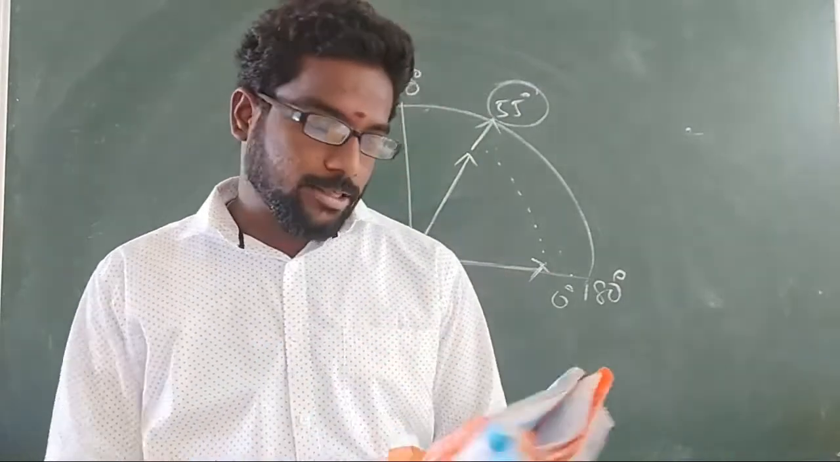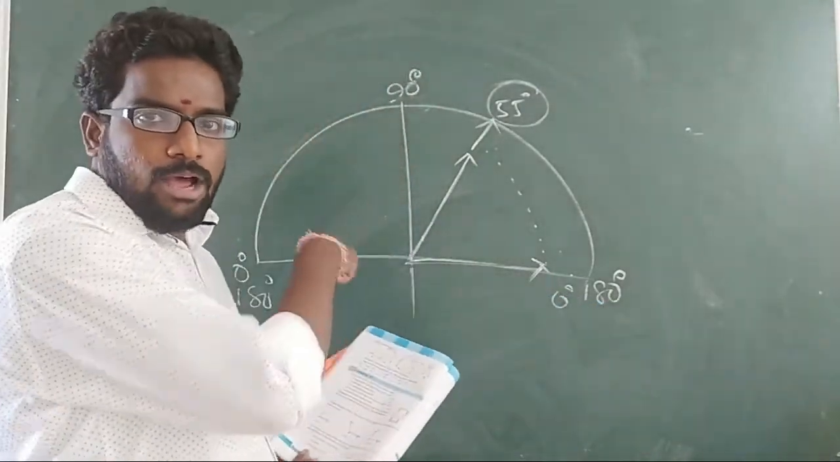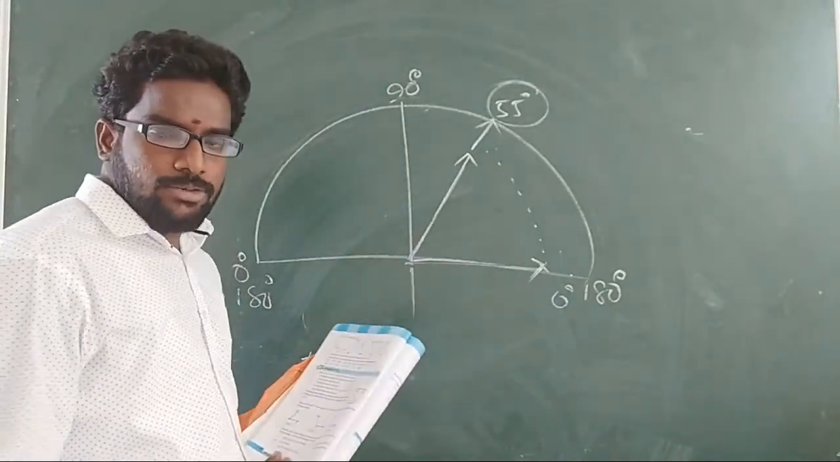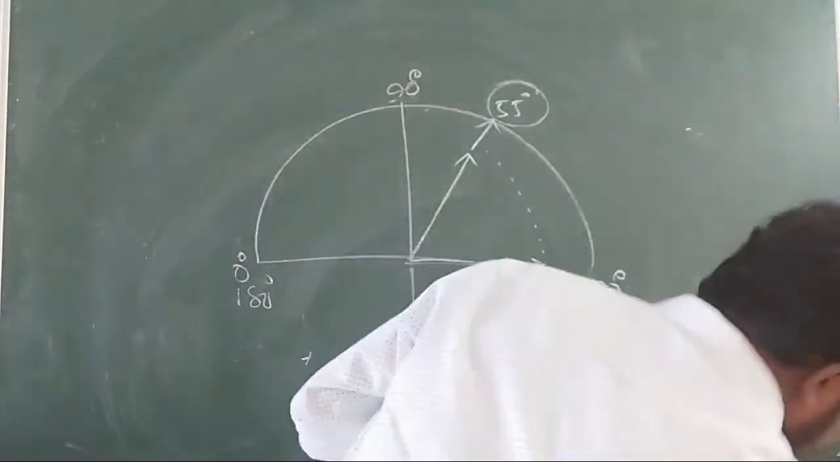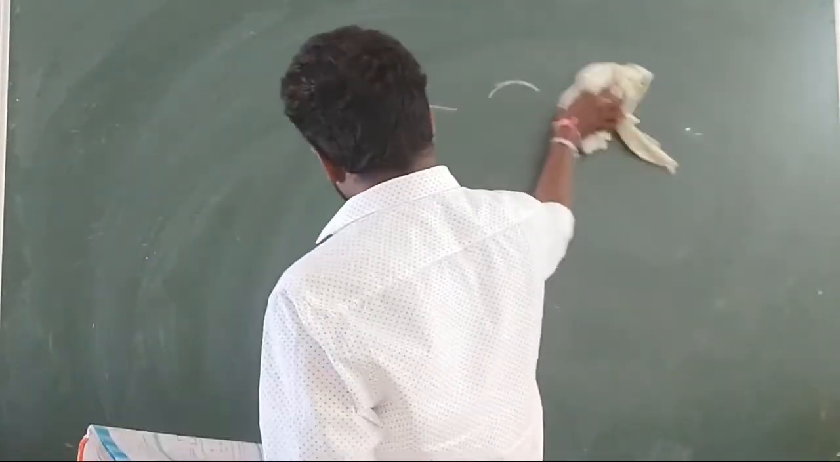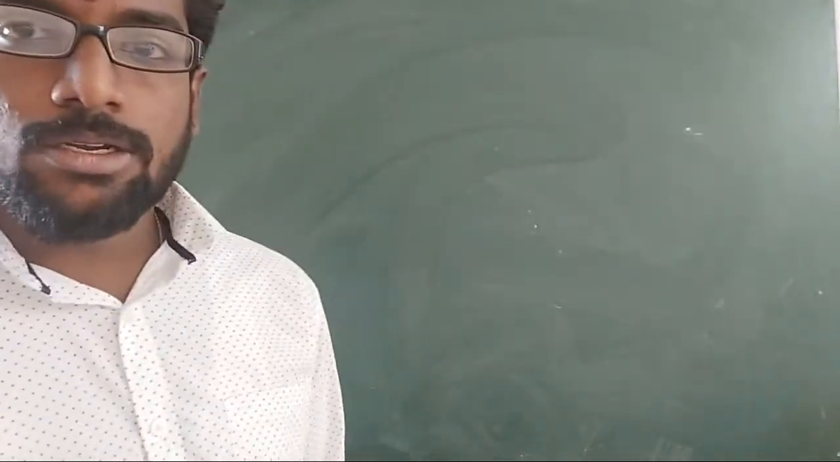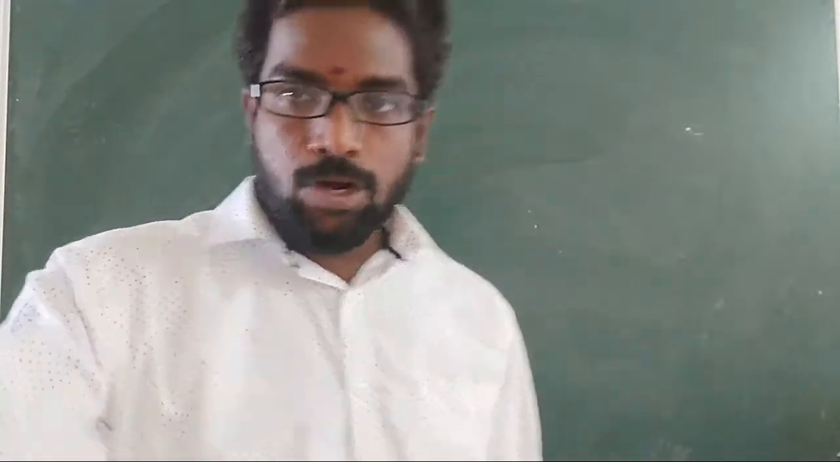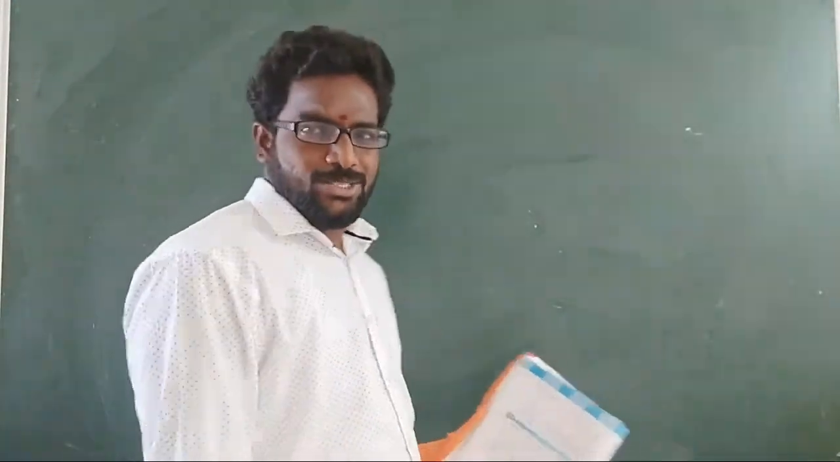Next, try this third bit. Now I will draw one figure there. You have to say whether it is an acute angle or obtuse angle. I will draw an angle there on the board.